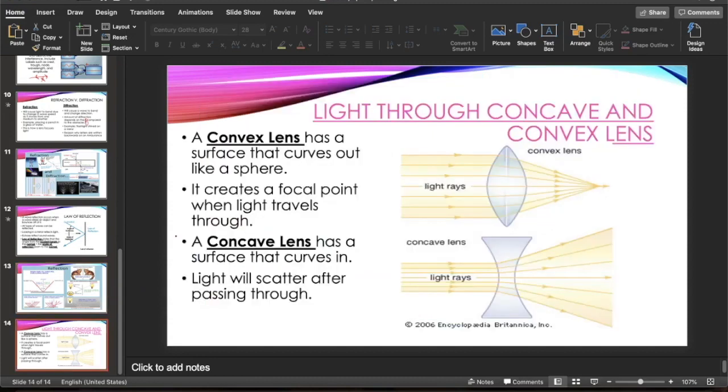All right. So light through a concave and convex lens. A convex lens has a surface that curves out like a sphere. This spherical shape creates a focal point where light travels through. So this convex lens is going to have all the light rays go through it, and they're going to create that focal point at the end. A concave lens has curves like this, and they're going to send that light outwards. So the light will end up scattering as it passes through.